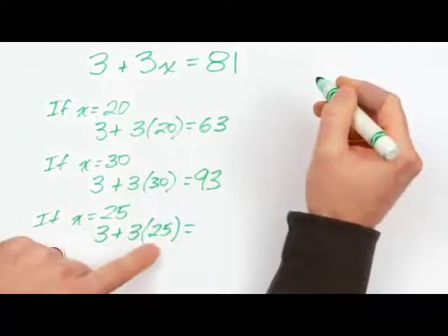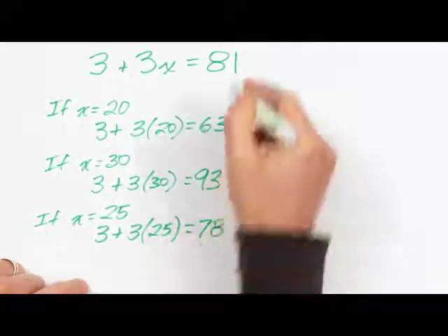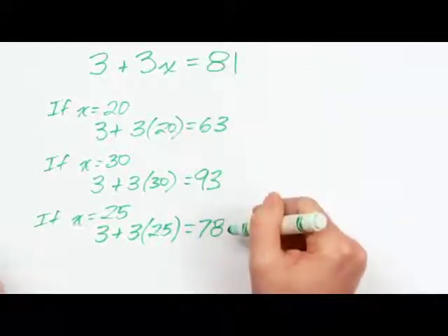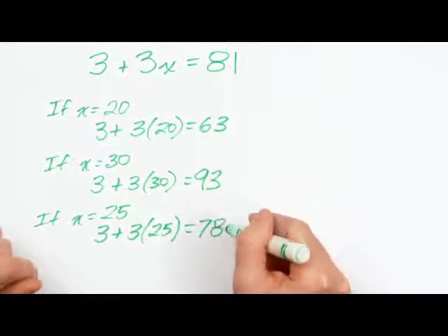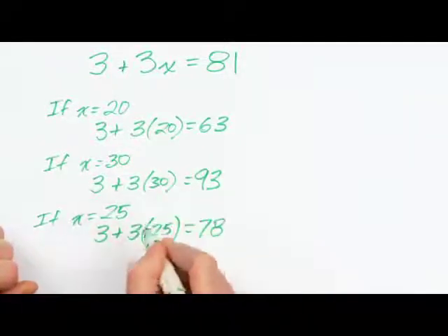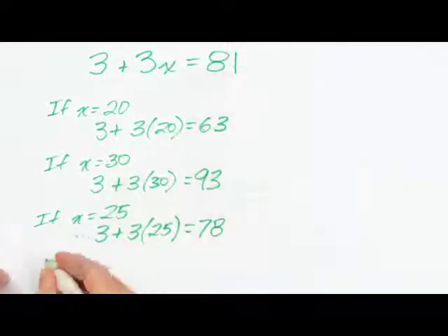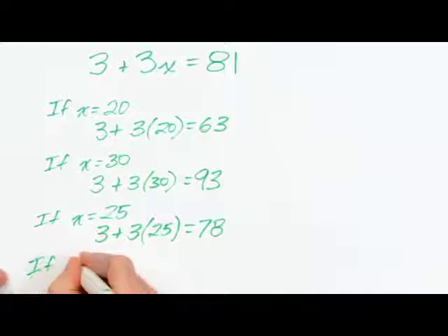Well, 3 times 25 is 75, plus 3, that's 78. We're almost there. We're just a little bit too low. So let's think about this for a minute. When x increases by 1 here, it's actually increasing the value by 3 because I'm multiplying x by 3. I think I've got it. I think it's going to be 26.